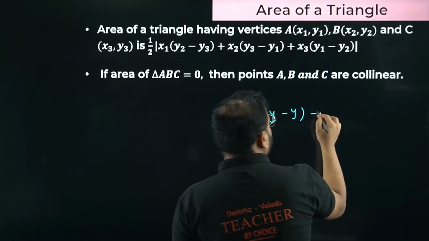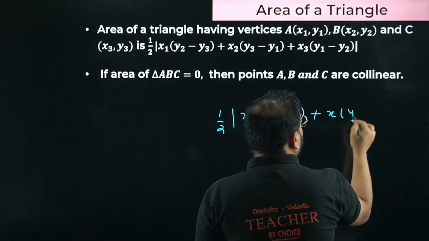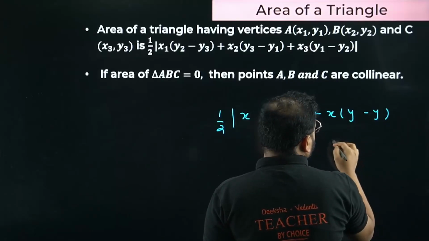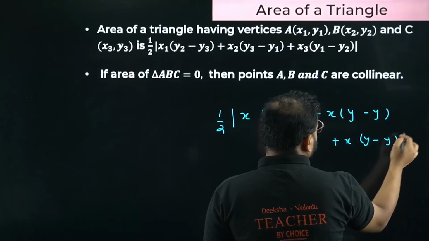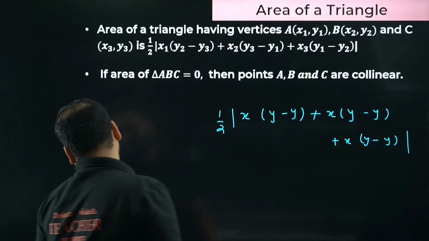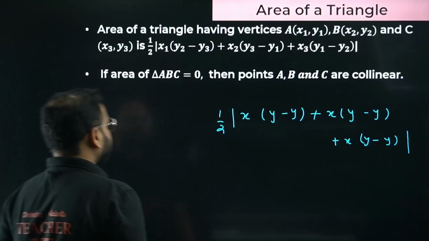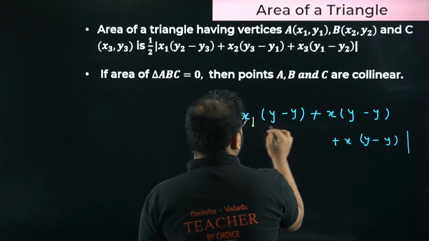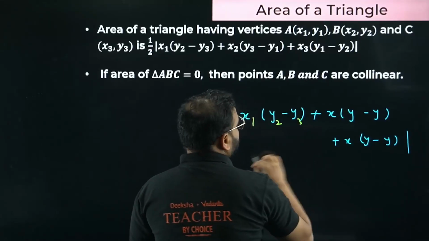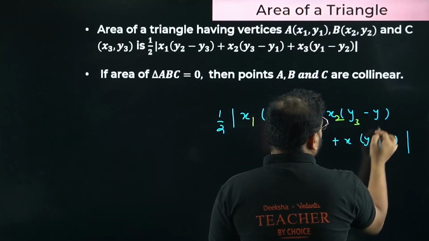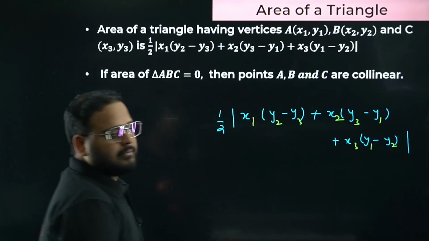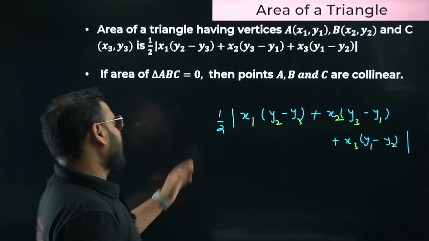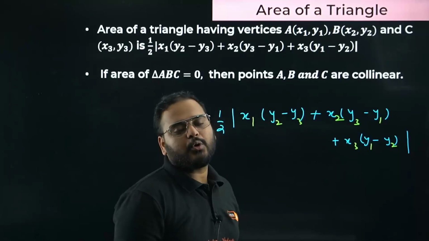Please put here a plus sign again. x y minus y. Put another plus sign. x y minus y. Put the modulus. Now write this in this order. Please check: 1 2 3, 2 3 1, 3 1 2. That's how I remember it. x y y, and then put here 1 2 3.